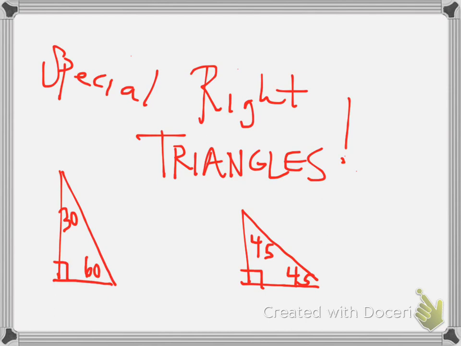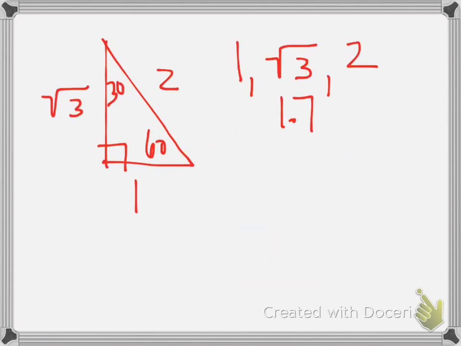This recording is about special right triangles. There are two special right triangles. The reason they're special is because they have ratios that are always the same for these angles of triangles. 30, 60, 90 has a special ratio, and 45, 45 has a special ratio. Alright, let's move on. So we're going to talk about the 30, 60, 90 first.